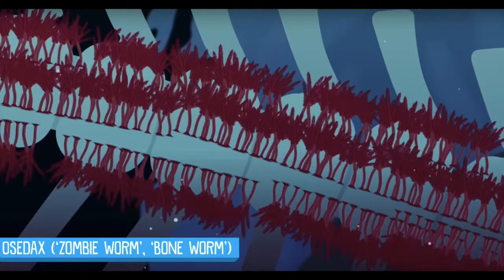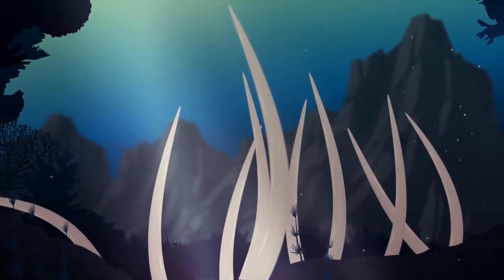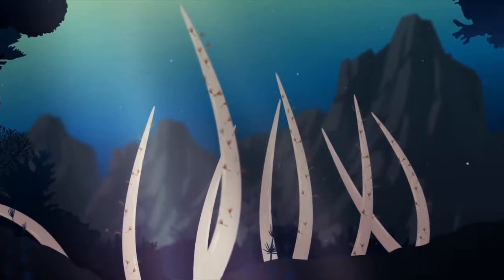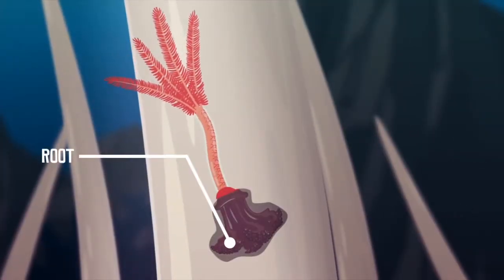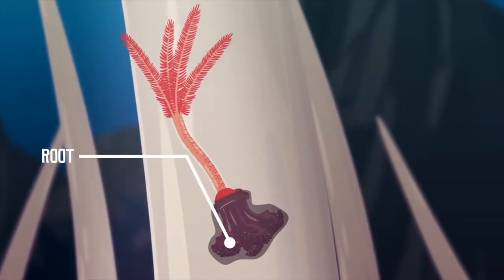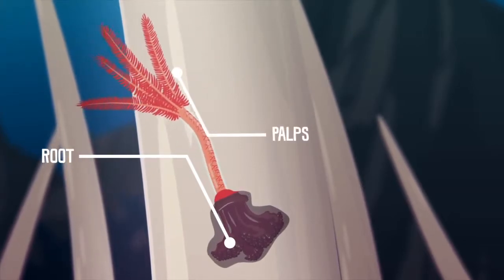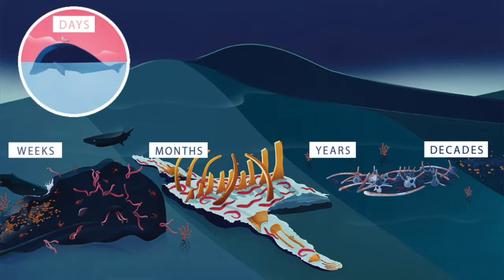This is also the stage where the zombie worm comes into play. These creatures attach themselves to the skeleton via their roots, then dissolve the bone with an acid they secrete from their skin in order to get at the lipids stored in the center. The enrichment opportunist stage, like the first, typically lasts anywhere from a few months to over a year.